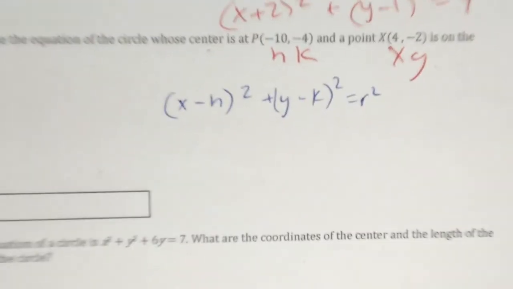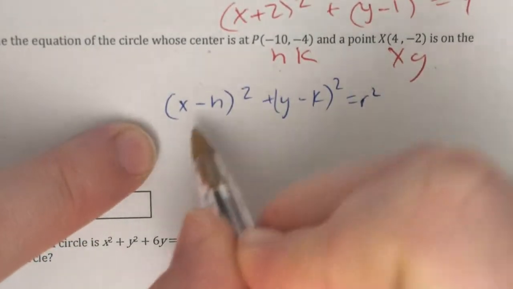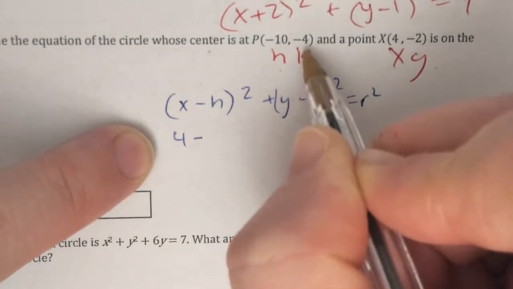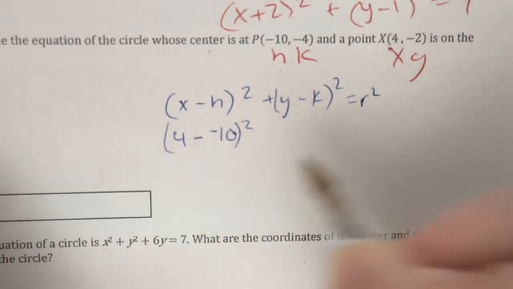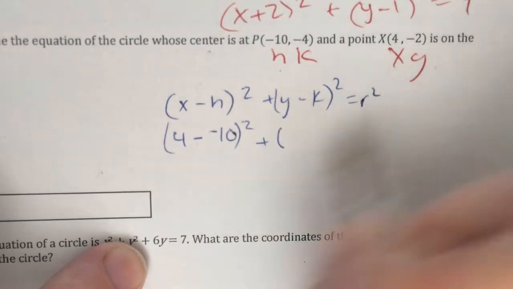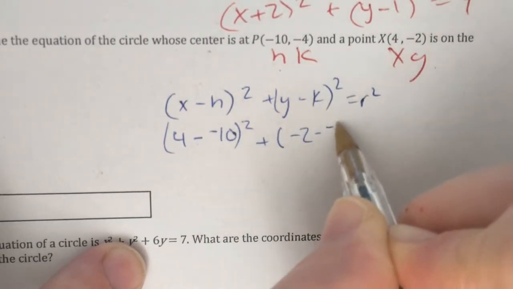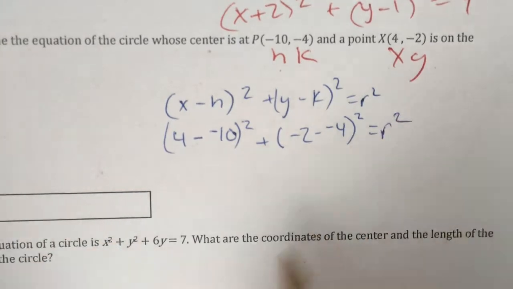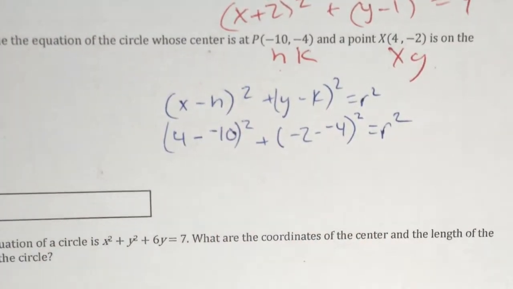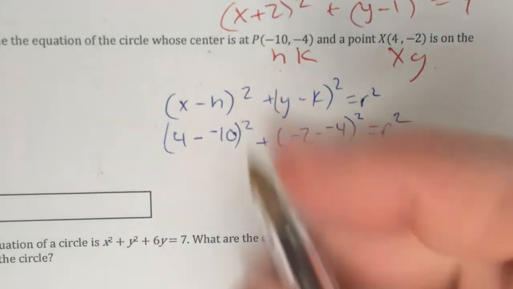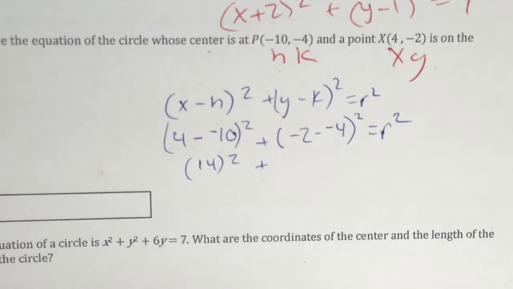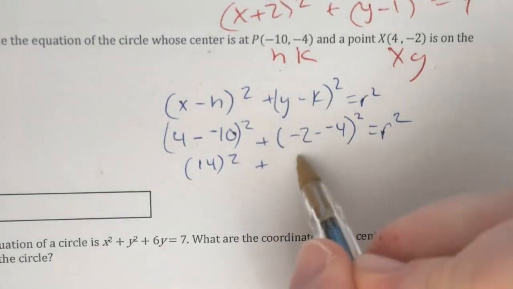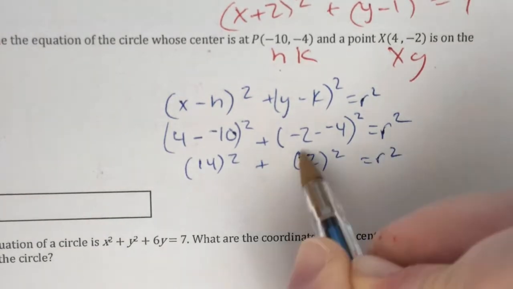So I'll zoom in here. So we have your x was a 4 minus your h, which was a negative 10. And notice I'm not cleaning this up. I'm just typing it in straight up. Plus your y, which is negative 2, minus your k, which was a negative 4. All that squared is equal to r squared. So we're going to take this and type this in the calculator. So we have 4 minus a negative 10, and we get a positive 14. And then we get negative 2 minus a negative 4. That is a positive 2 squared is equal to r squared.